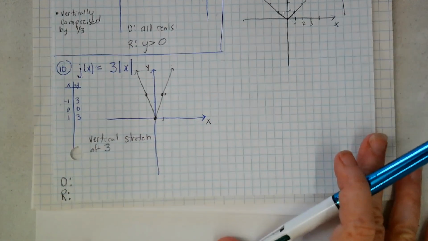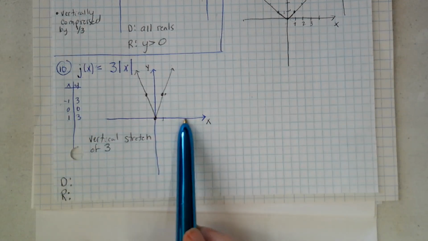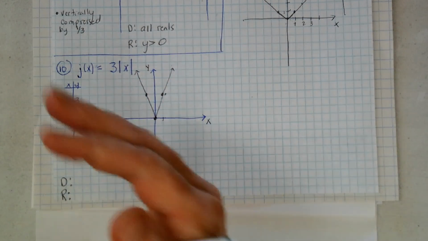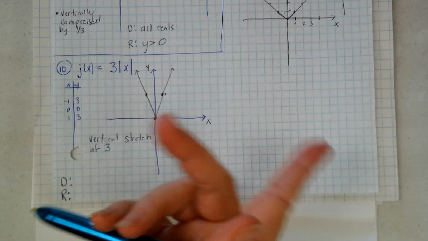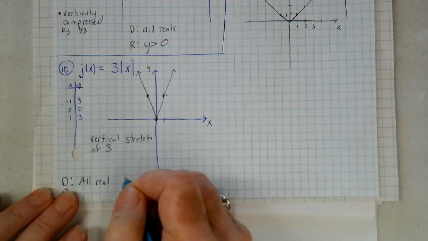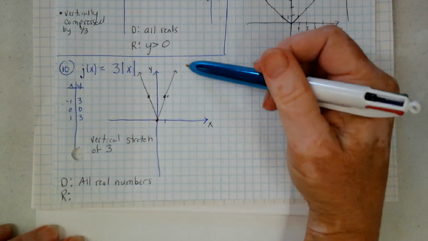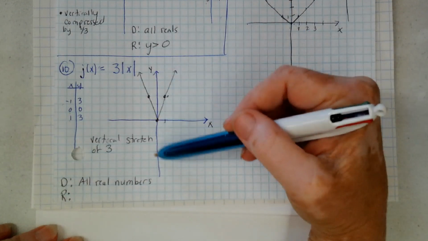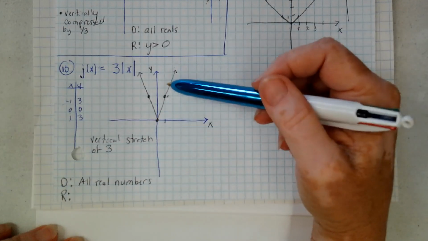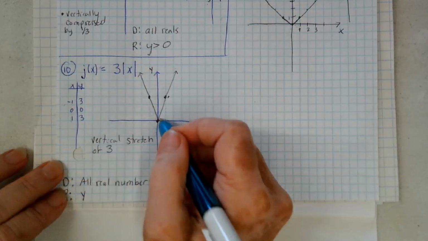And then we have to talk about the domain and the range. Domain are the x values, and this is the x-axis. I see that it has arrows pointing up, but they're also pointing left and right. So that means the domain is all real numbers. And the range are the y values. This is the y-axis, and there are no y values down below 0. So we have to say y is greater than 0, or greater than or equal to.